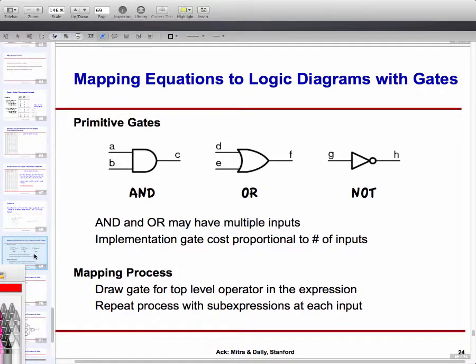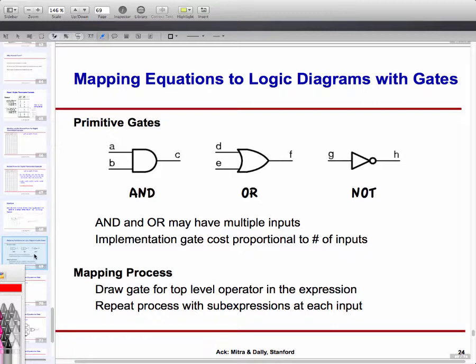So now, given the equations, we can very easily map them to gates. That's a very mechanical process, very easily done. The only thing we have to do is take operator groupings into account. It's much like regular arithmetic. Parentheses are important. And we'll assume we are given our good old AND gate, OR gate, NOT gate, and they could come with any number of inputs.